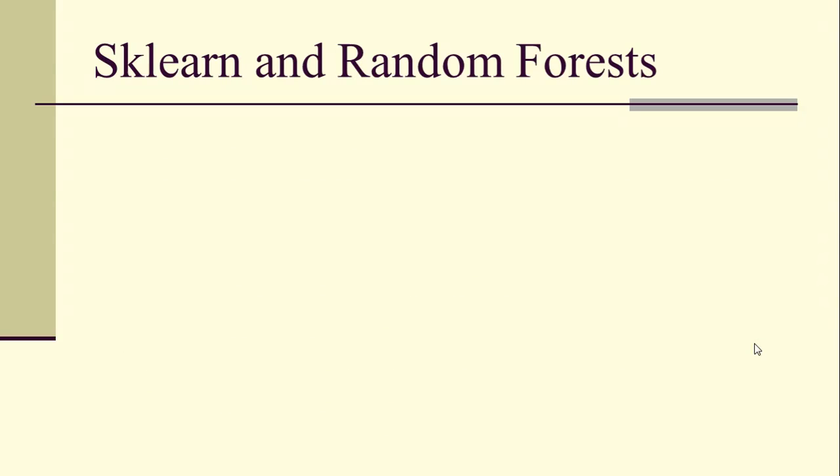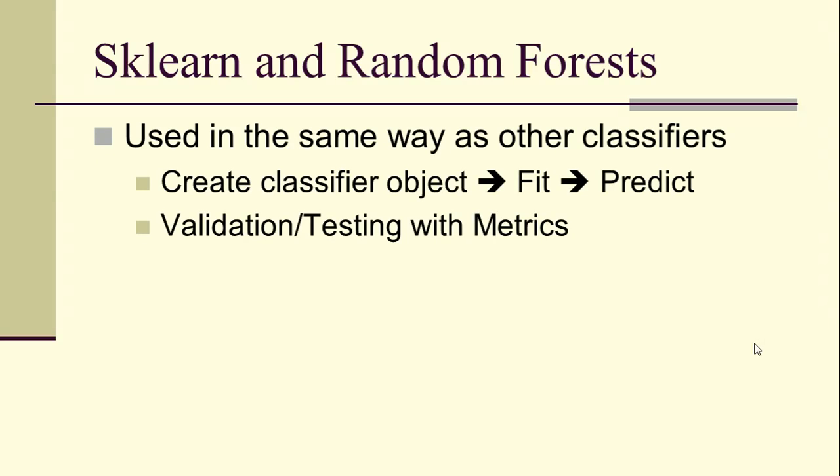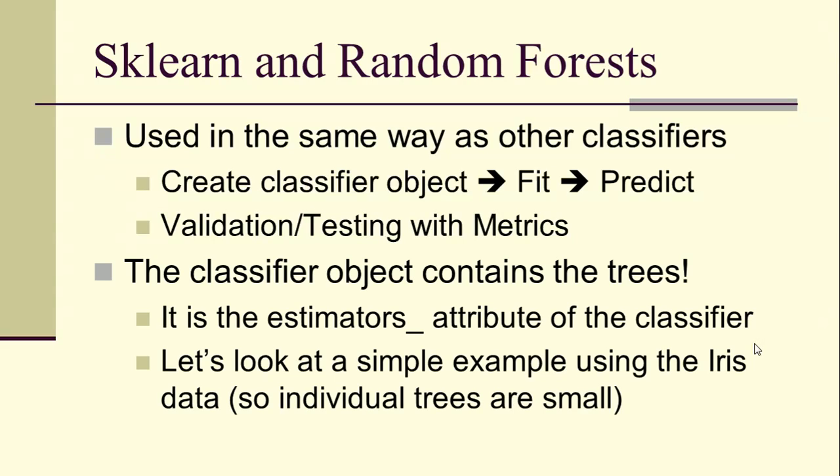Now let's look at sklearn with random forests. They're used in the same way as other classifiers. We create this classifier object, then we fit, and then we do a prediction. We do validation and testing using metrics. And the classifier object contains the trees. It's actually the estimators_ attribute of the classifier.